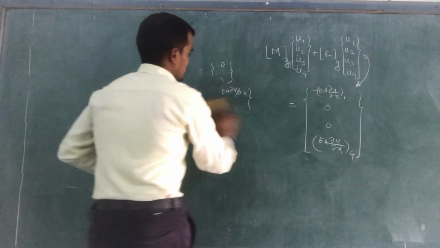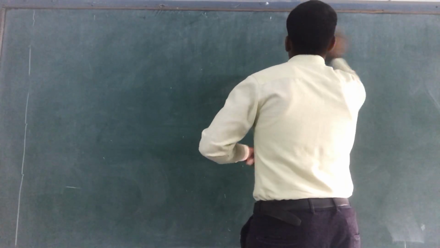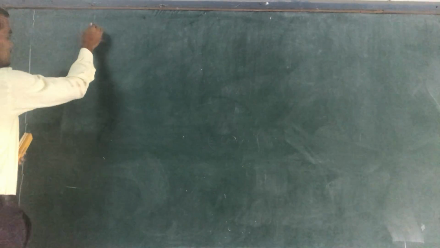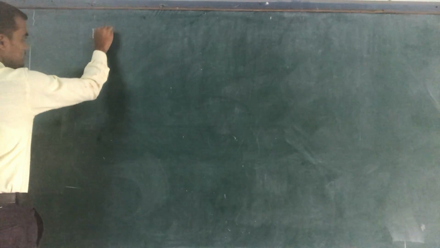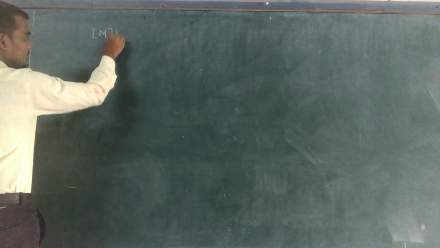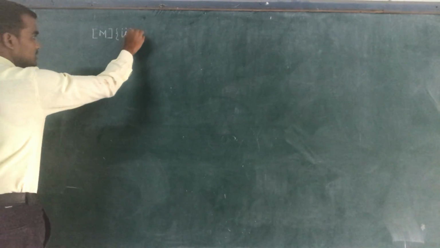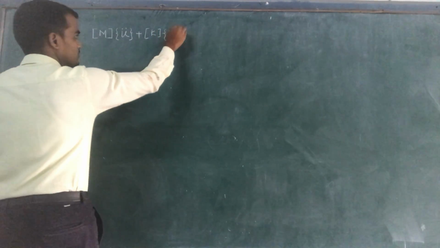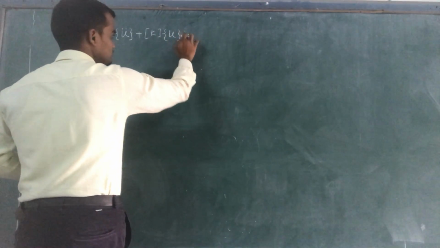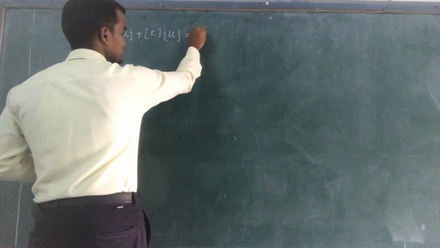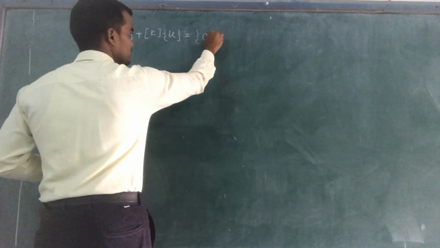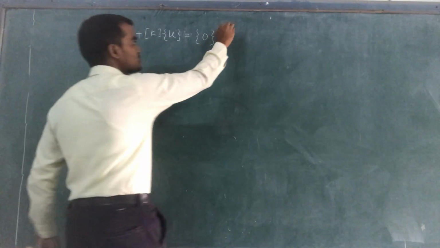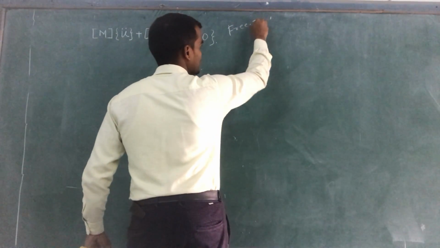Now we will see how to solve this equation which includes the second derivative term, that is dou square u by dou t square. So first we will write M u double dot plus K matrix times u is equal to, for free boundary conditions, 0. Okay, so this is for the free case.